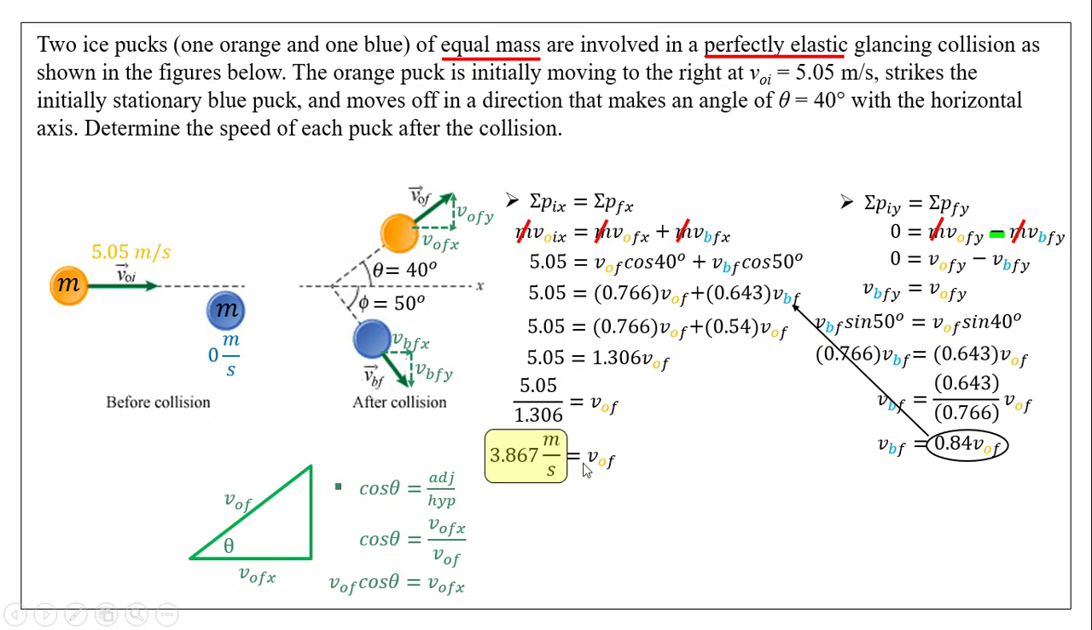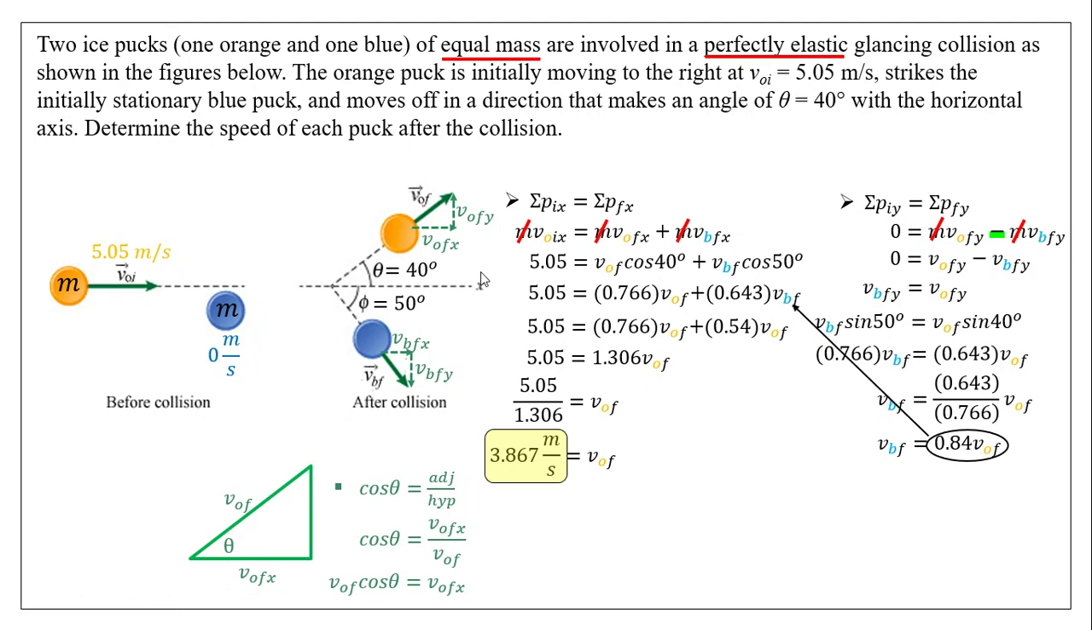So the final speed of the orange puck will be 3.867. If you were asked to find velocity instead of speed, you would say 3.867 meters per second, 40 degrees northeast, or 40 degrees above the positive x-axis. So watch for wording, speed versus velocity.